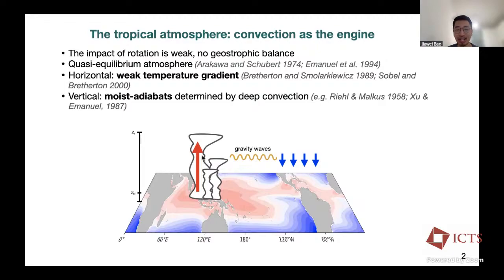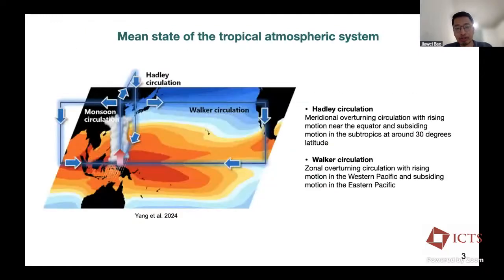So this leads to the initial picture that I said. There's a small fraction of region with very strong convection and upward motion, surrounded by vast regions with very weak subsidence. But if we average these motions over a month or even longer, what we see is a mean state of the tropical climate system, in which we see two important circulations.